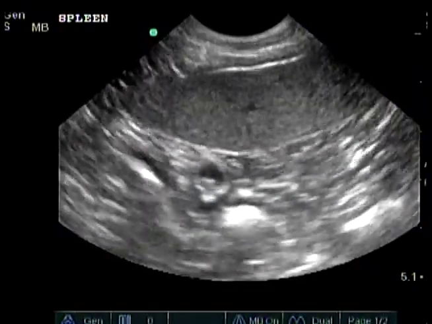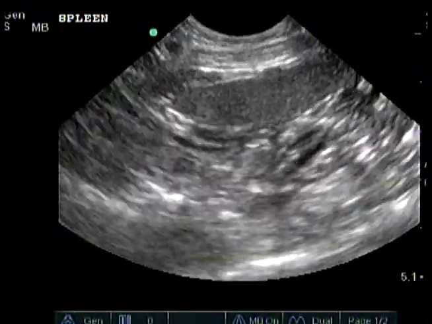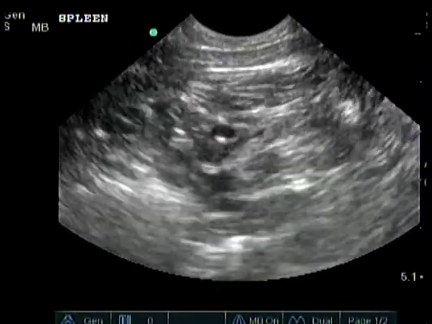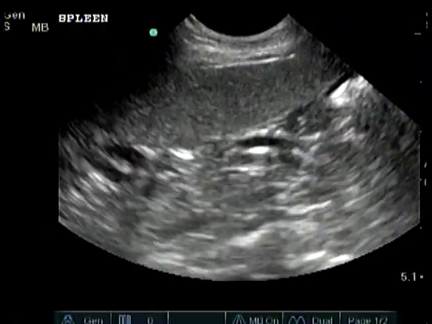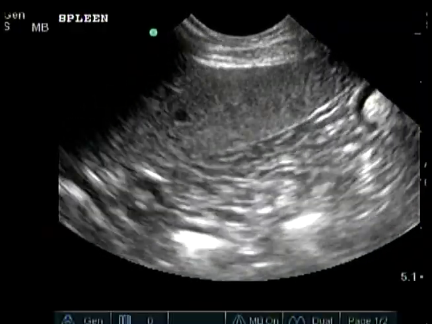In dogs, the normal spleen can be large or small. Working breeds in particular may have a greatly enlarged but normal spleen.